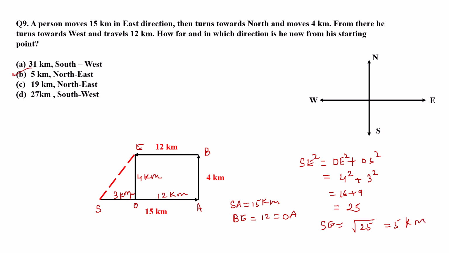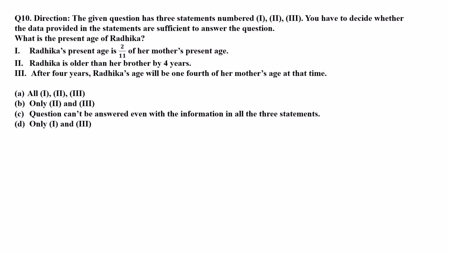But you have to see the direction also, right? So he is in which direction now? So if you see, the direction is towards the northeast. He is somewhere here. Okay, when he is moving towards this side, he is somewhere in this corner. Okay, so he is in northeast direction. Now moving to question number 10.